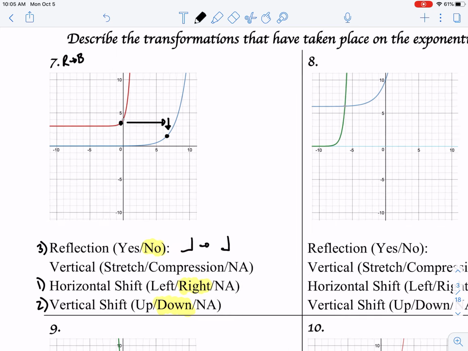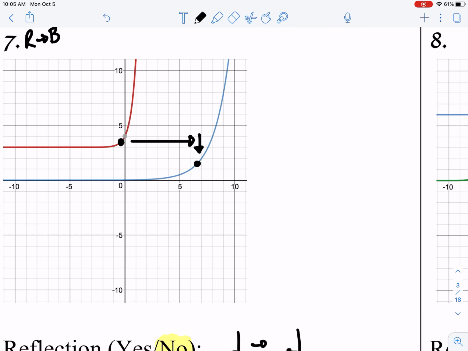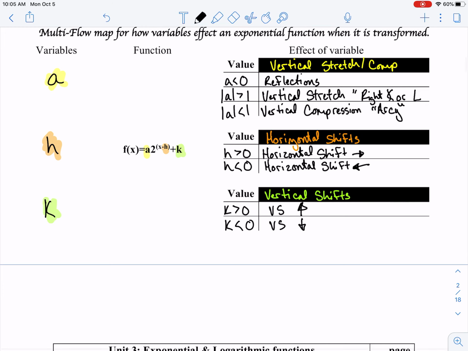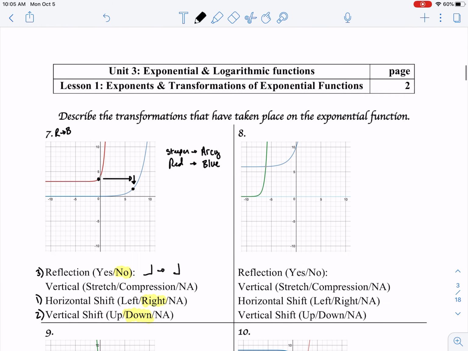Now I want to look at which one is steeper or more archy, or not as sharp. The red is steeper, which means the blue is more archy. So if I end on archy, it's a compression.